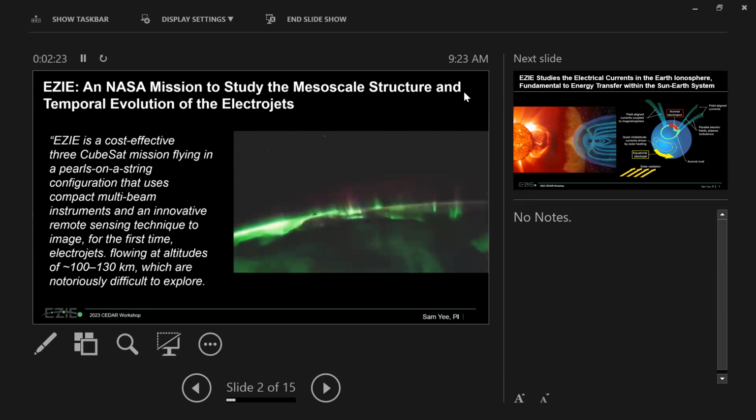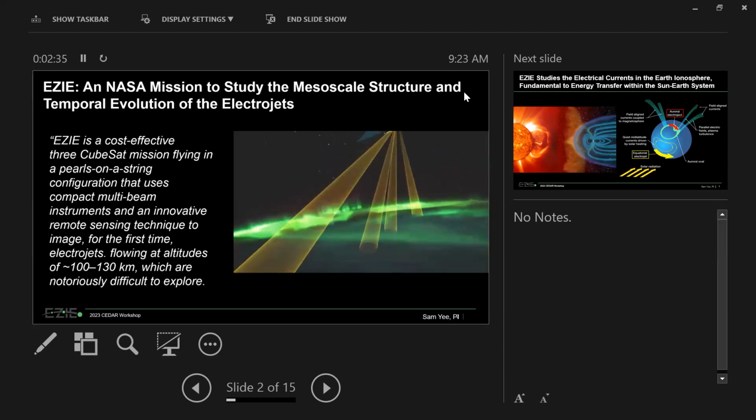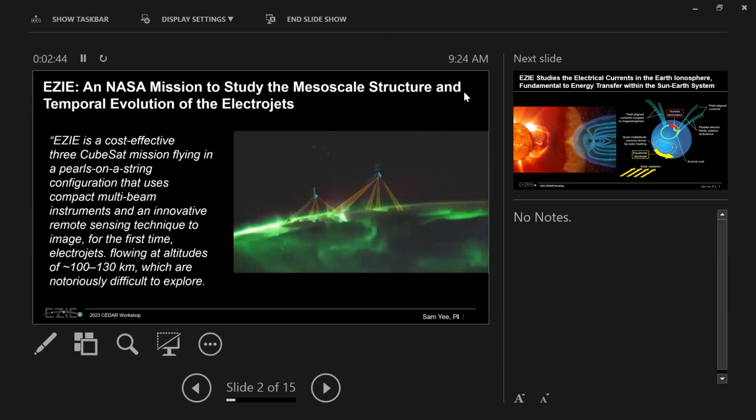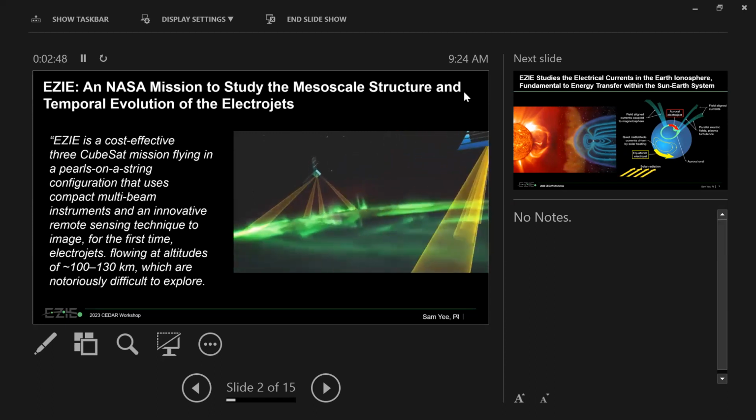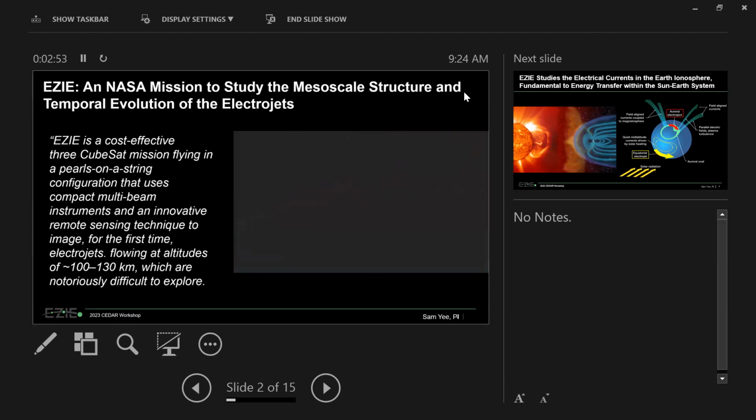It's a cost-effective 6U CubeSat mission flying in a pearls-on-a-string configuration. It uses a very compact miniaturized radiometer looking down to measure the magnetic signature of the coupling between the magnetosphere and ionosphere, and also how the neutral wind drives the formation of the equatorial electrojets. This current system flows at about 100 to 130, 140 kilometers.